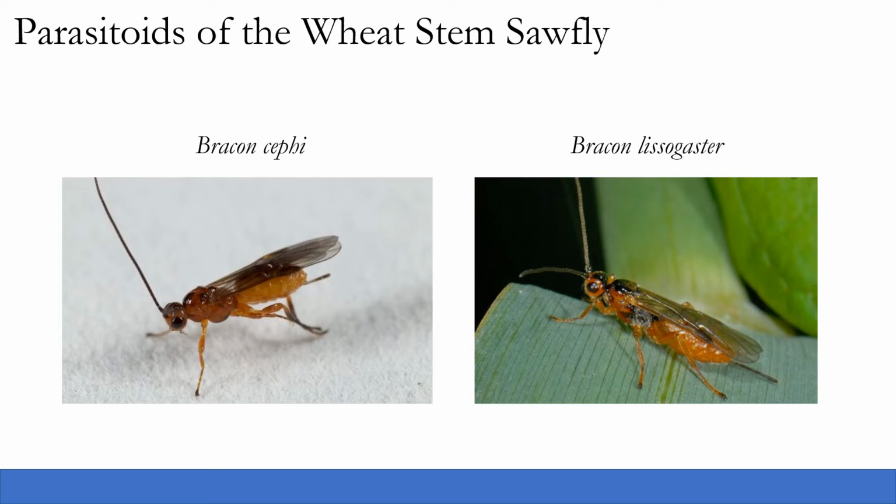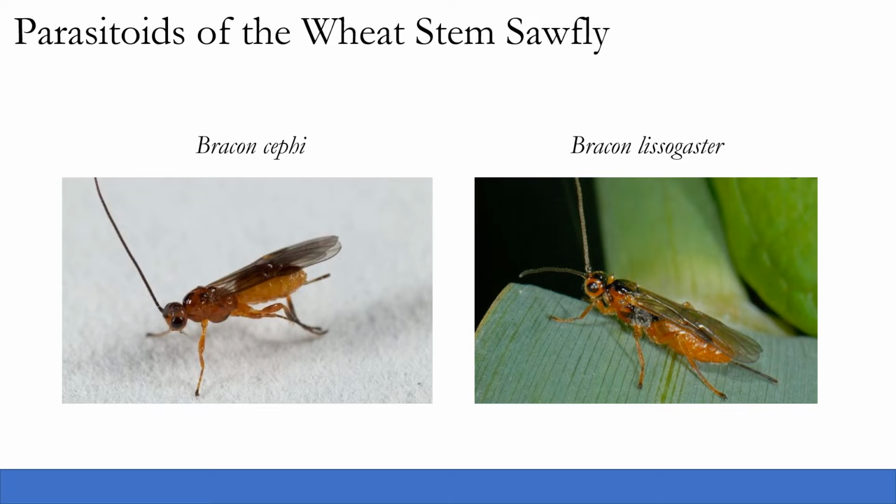Besides these management strategies, the sawfly has two natural enemies, Bracon cephi and Bracon lissogaster. These species are bivoltine, which means they have 2 generations per year. They reproduce by laying their eggs in wheat stems that are infested with sawfly larvae. The larvae of the parasitoid consume the immature sawfly and create a cocoon inside its remains. The second generation of the parasitoids overwinter in the stem and exit through a small hole in the stem the following spring.